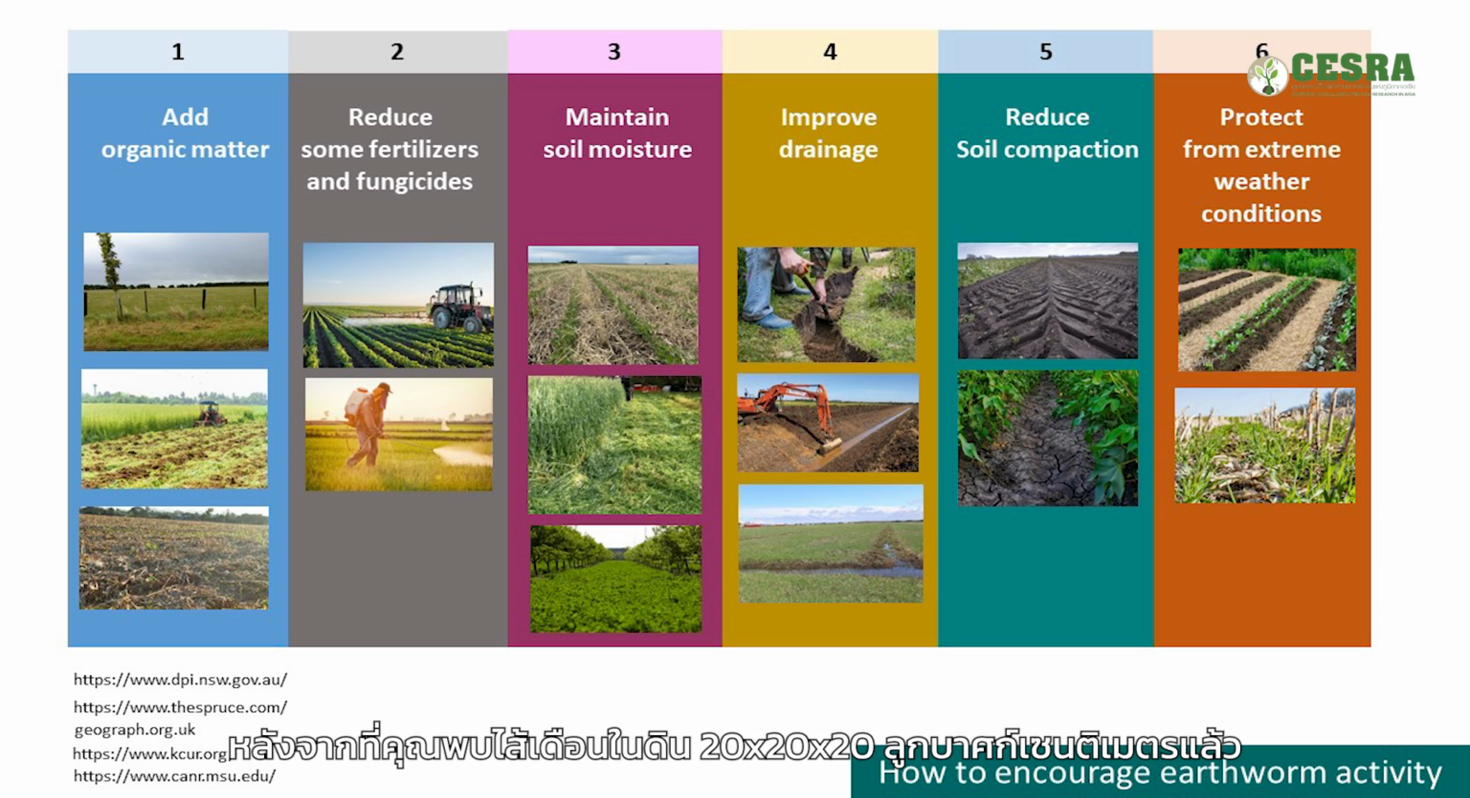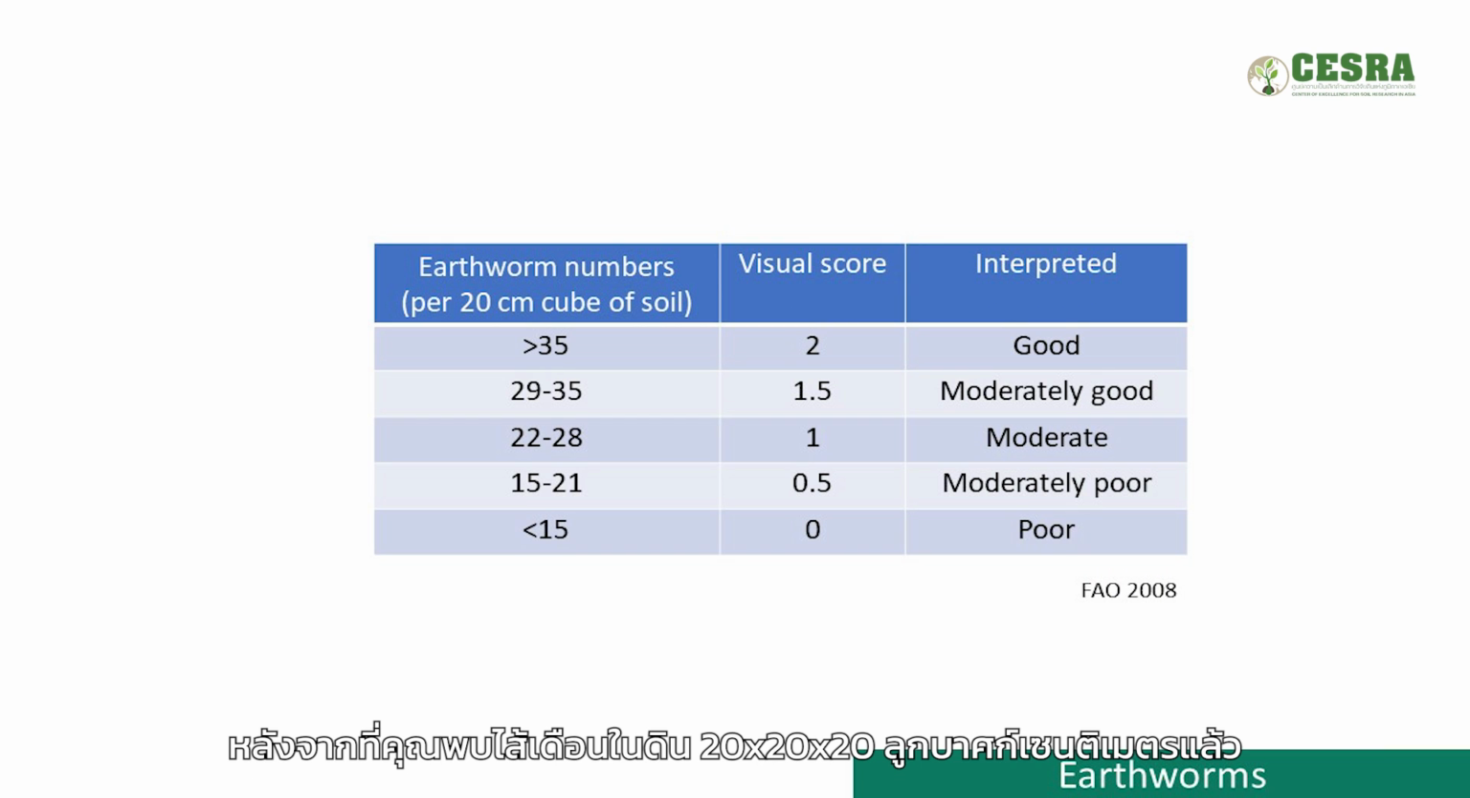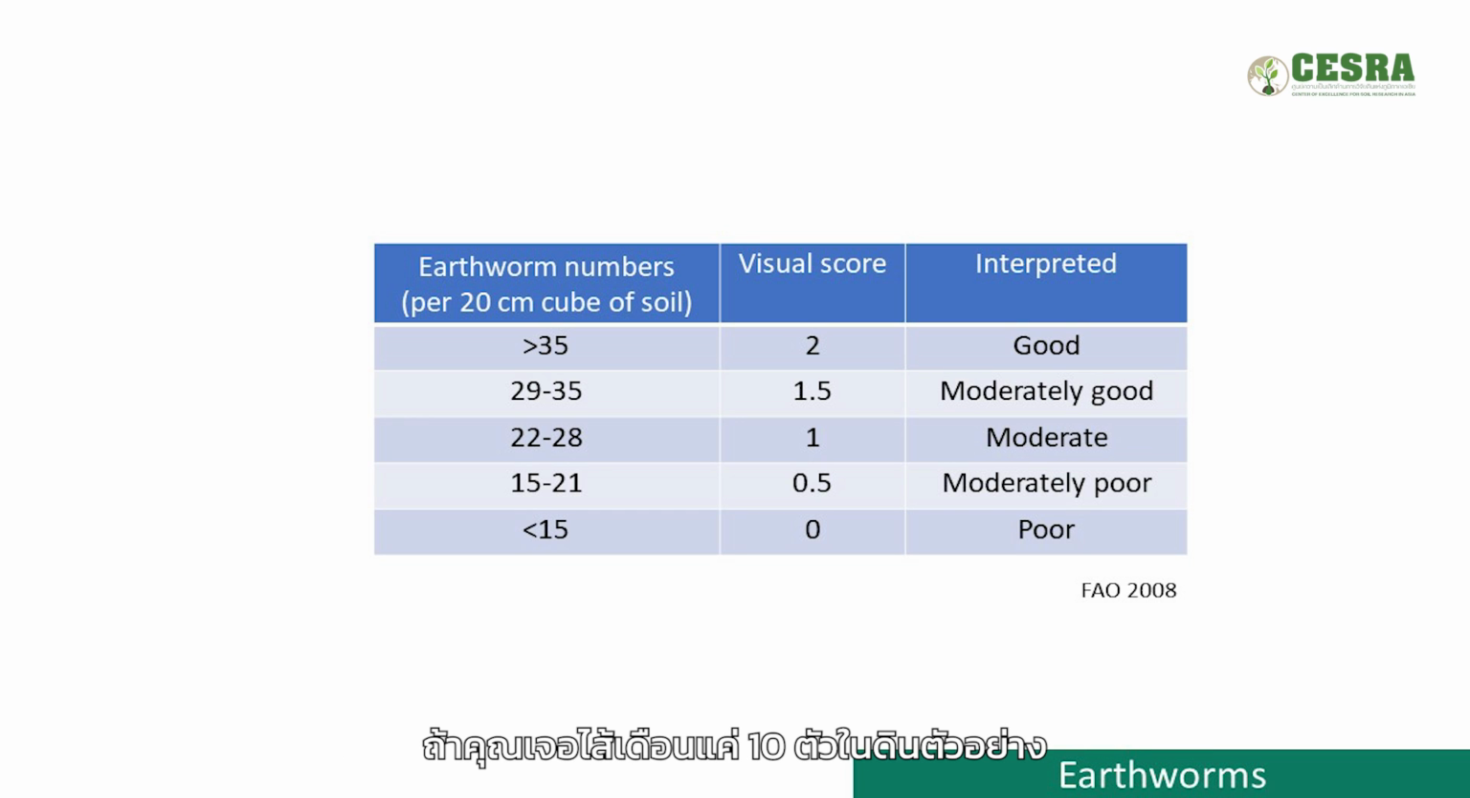After you know the numbers of the earthworm that you found within a volume unit of 20 cm cube of your soil, here is the table showing that you can classify the level of the biological quality. Let's say if you found only 10 earthworms in your soil sample, that falls into the visual score equals 0 because you have the number less than 15. Your level of the biological quality is poor.